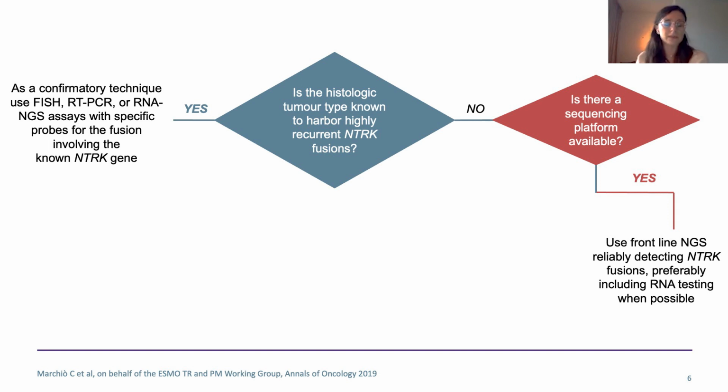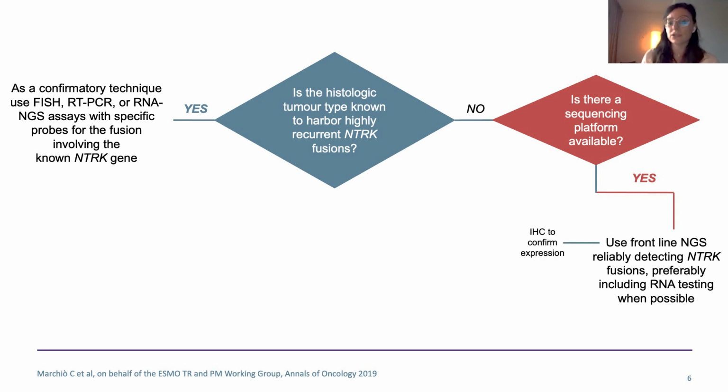exploiting a sequencing platform that will be available at your institution. And you just need to double check whether the panel that you're using includes the possibility to detect NTRK gene fusion, NTRK 1, 2, and 3. And then preferably you would adopt an RNA-based panel, but you can also approach it from a DNA-based standpoint. And then you can screen for NTRK gene fusion together with other genetic alterations.